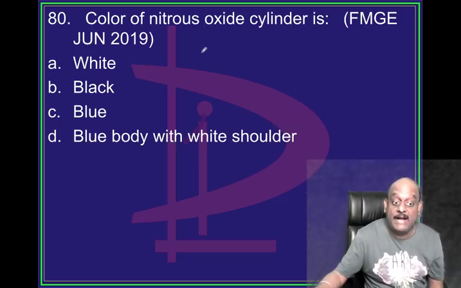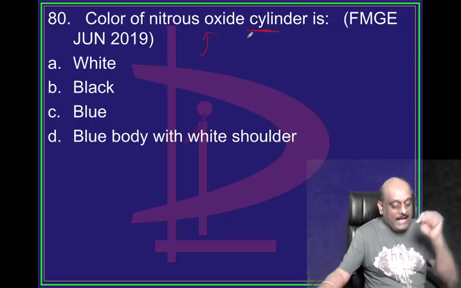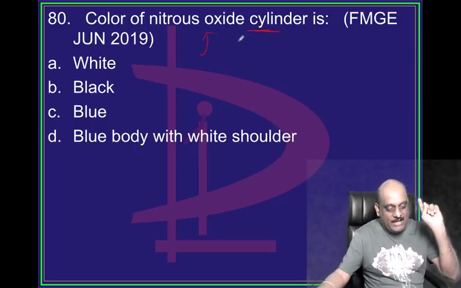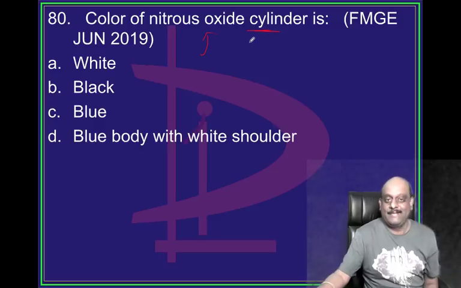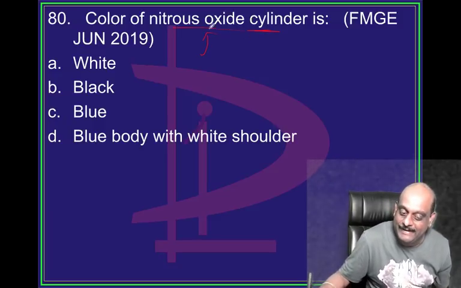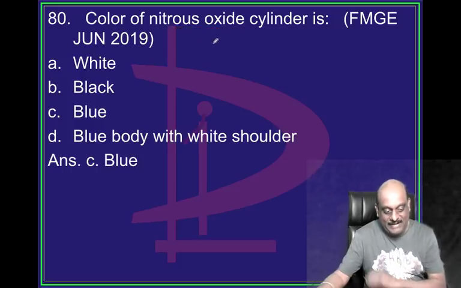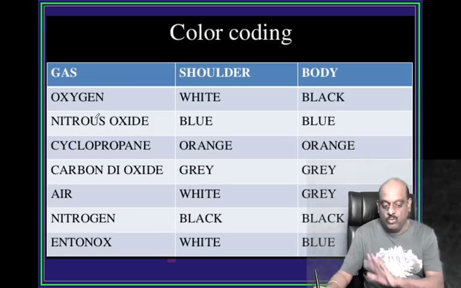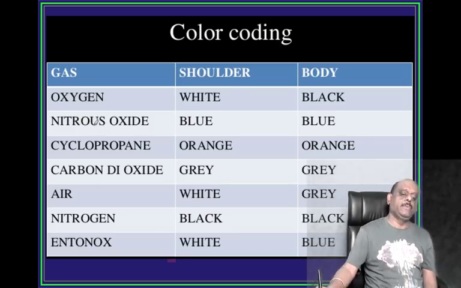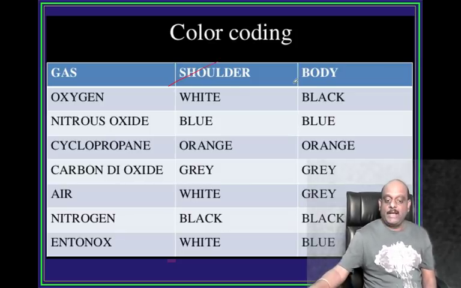What is the color of nitrous oxide cylinder? Abhi bhi bol raha ho, kal bhi bola, kal bhi bolunga. Kya hai? Ek question on cylinder, spin index definitely aayega. So doctor, blue. So shoulder color, body color.